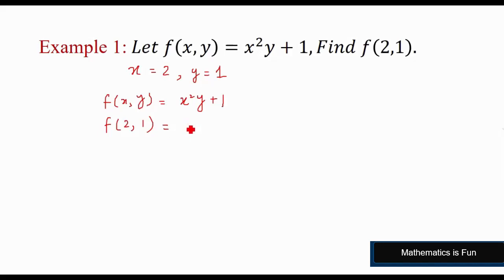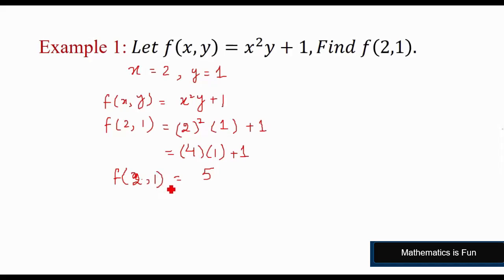Here we have to put 2 in place of x. So here is the square of x, and y is 1. We will put 1 in place of y, plus 1. So here the square of 2 is 4, into 1, plus 1, which is equal to 5. So the output is 5 for the input (2, 1).